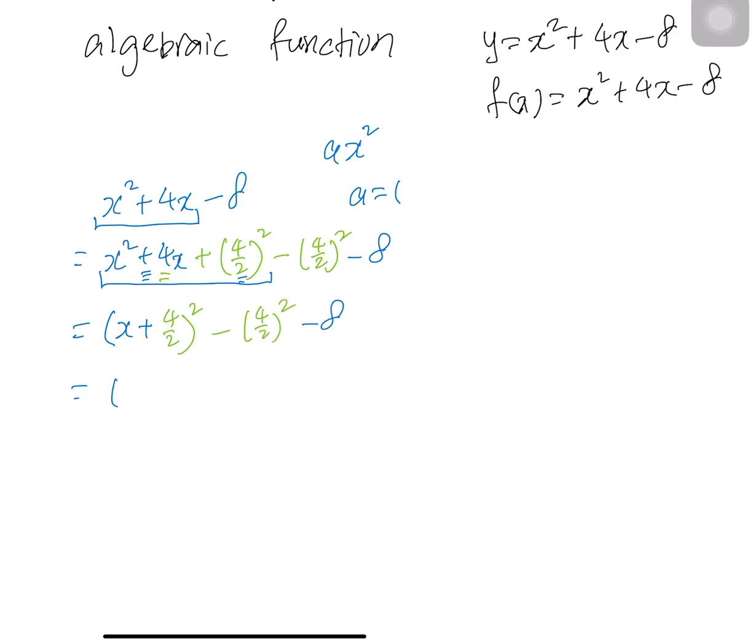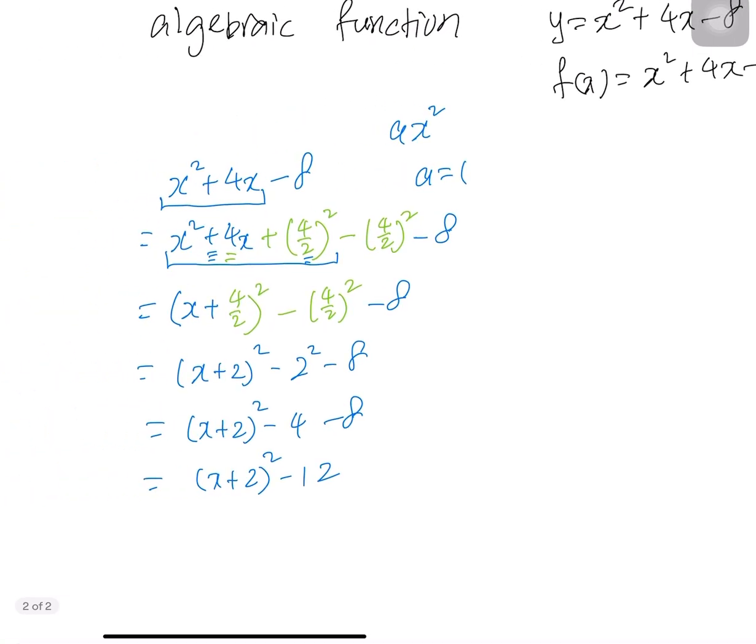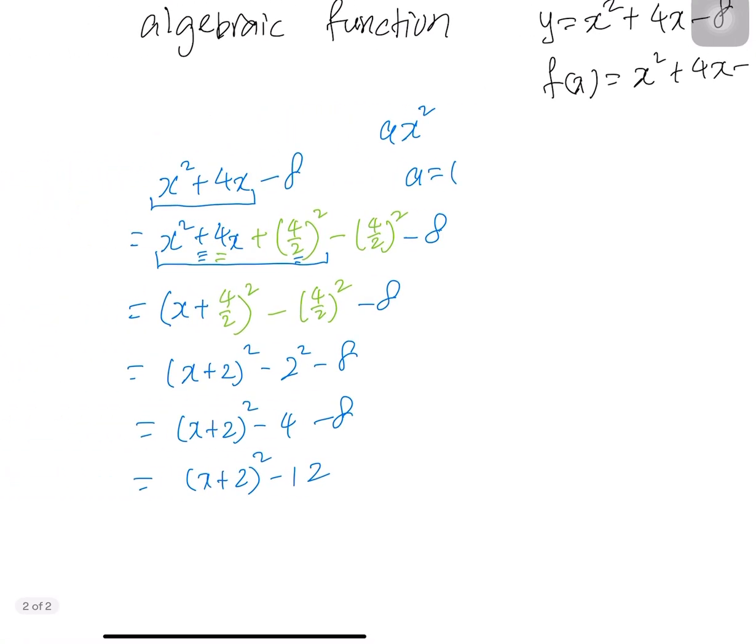Now let's simplify this. This is how we do completing the square for an algebraic expression. So remember, this is an algebraic expression itself. Now let's use another example. This is when a is positive 1, then we do this.